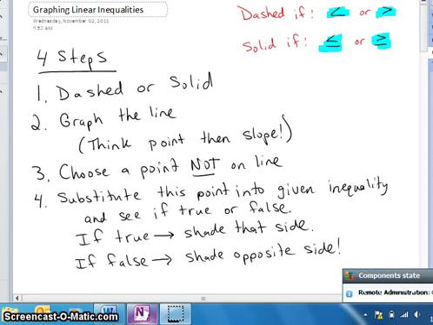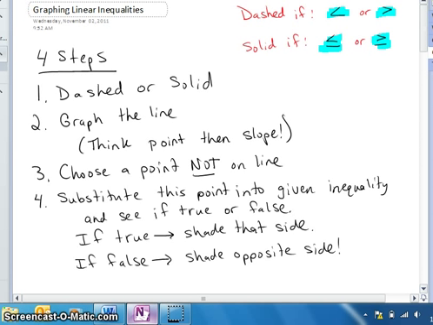Alright, here's a screencast on graphing linear inequalities. You know something's an inequality if you see the greater than, less than, greater than or equal to, or less than or equal to symbol. As I've said before, there are 4 steps. I'm looking for 4 steps. Can you do these 4 things?